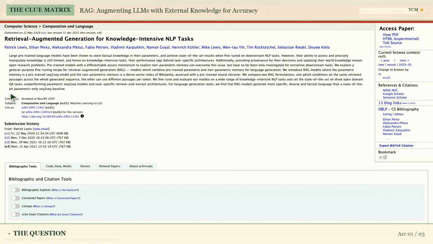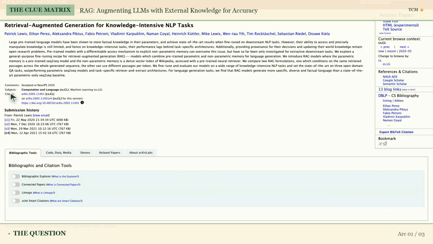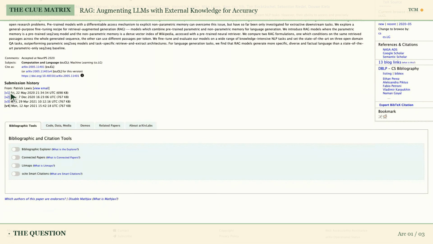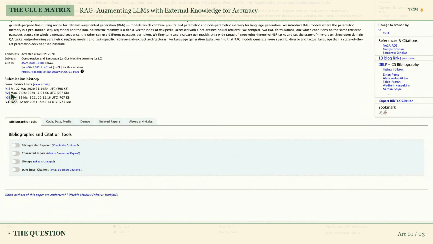This foundational paper laid the groundwork. Now, let's explore why RAG became such a critical solution for overcoming persistent LLM limitations, even beyond factual accuracy. I'm curious how it handles issues like models just making things up.